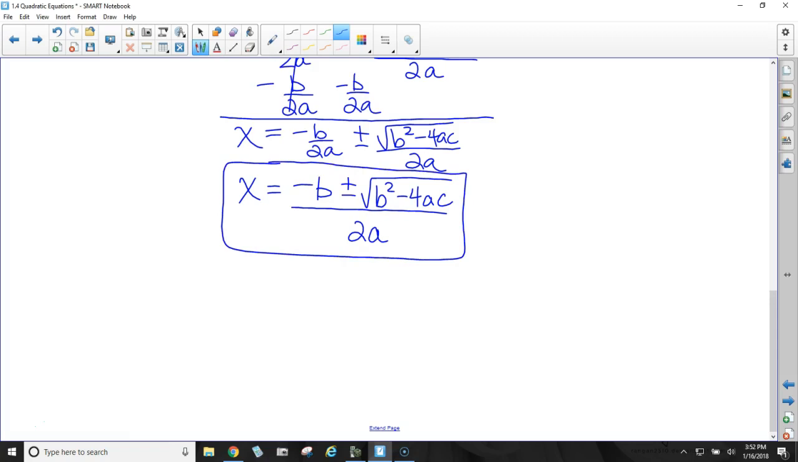Now this little gem right here is called our quadratic formula. It's a formula that will give you the solutions for x to any quadratic equation of the form ax squared plus bx plus c equals 0. It's great. In the next video, let's talk about another way to find this quadratic formula, because it's so fun.